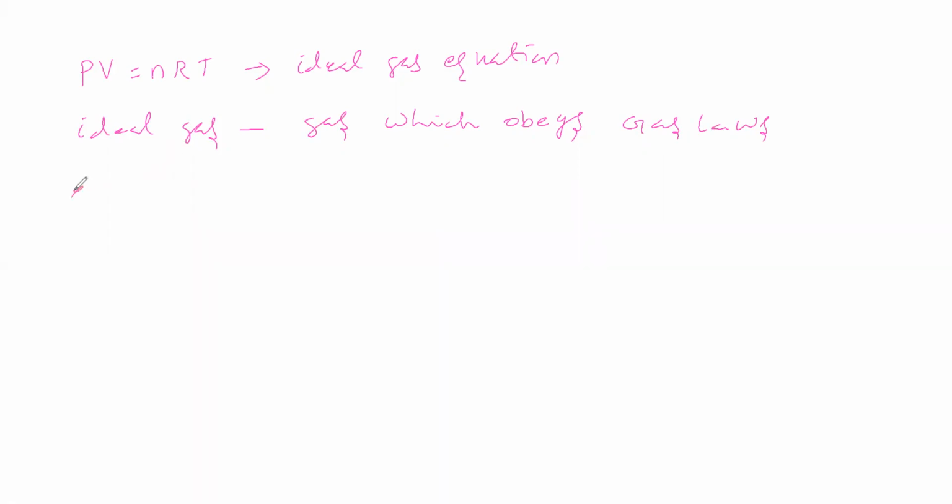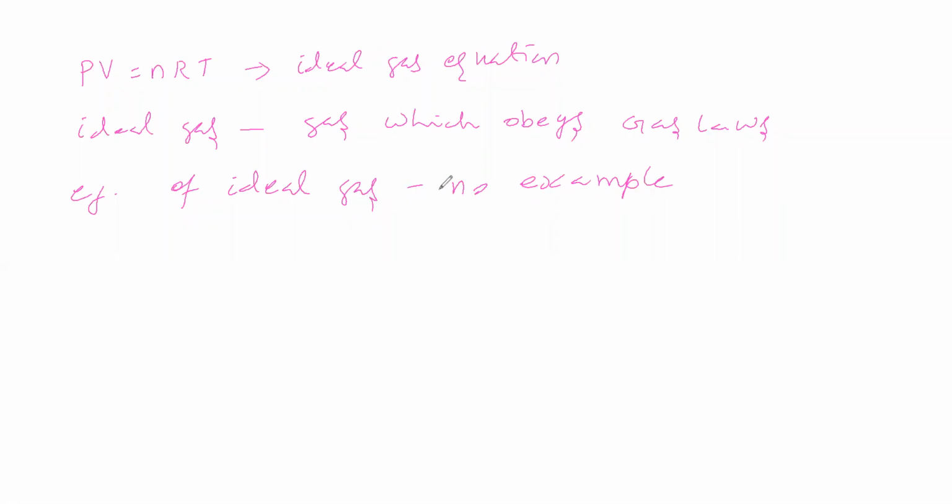Now, what is the example for ideal gas? Practically, there is no example for this. Does that mean practically no gas is existing? That is not the meaning. Practically many gases are existing, but all the gases are not ideal gases.